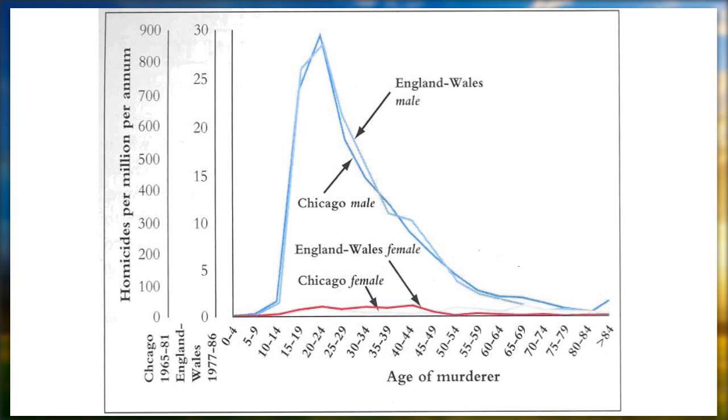The lines basically overlap. The pattern is exactly the same. We know who commits homicide. What these individual characteristics mask is the y-axis. If you look at the y-axis, there's an order of magnitude difference between Chicago and England and Wales. Violence happens so much more frequently in Chicago than it does in England and Wales. And the cause of violence in Chicago is not a higher frequency of males of a certain age range living there. So one must inquire into the characteristics of Chicago itself. What is it that makes violence happen so much more frequently than it does in England and Wales?